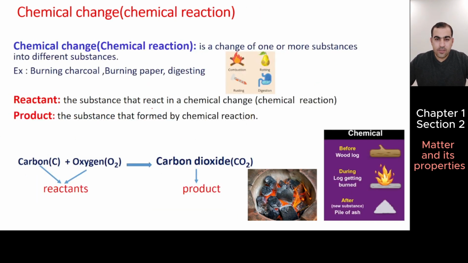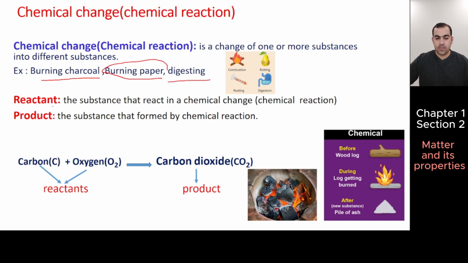Chemical change is easy. It is a change, something changes, but when it changes, it produces something new. It is a change of one or more substances into different substances. Like burning charcoal, burning paper. Look, the ability of charcoal to be burned is called a chemical property. But burning represents a change. Burning charcoal, burning paper, digesting. These explain the process of changing.